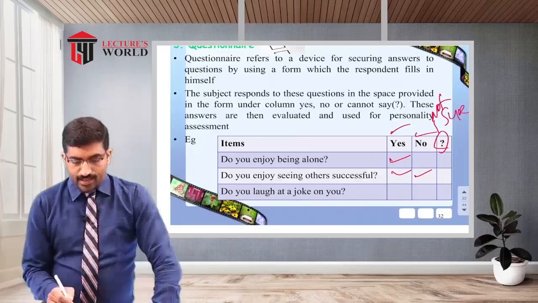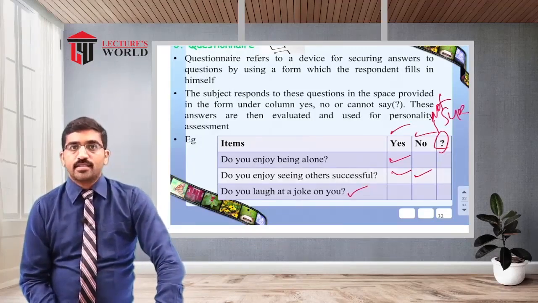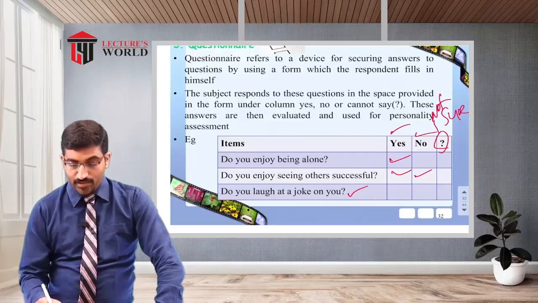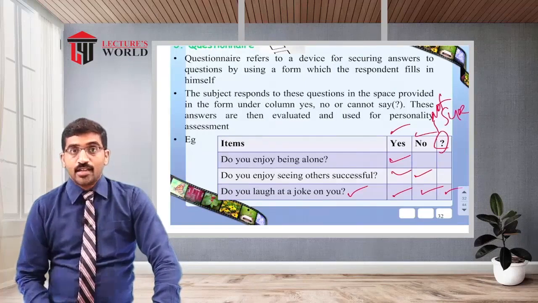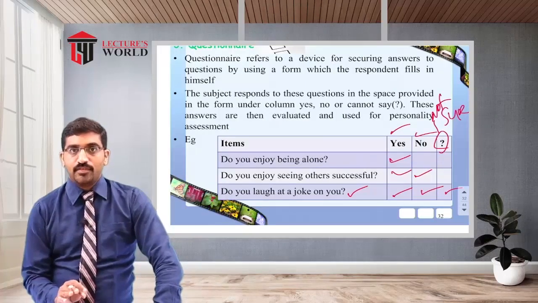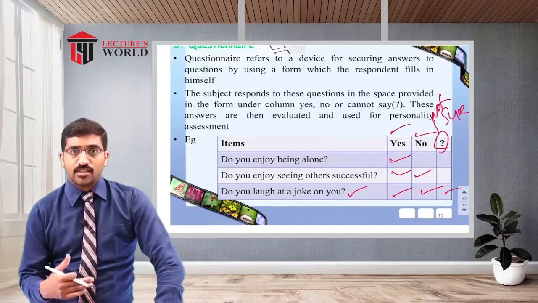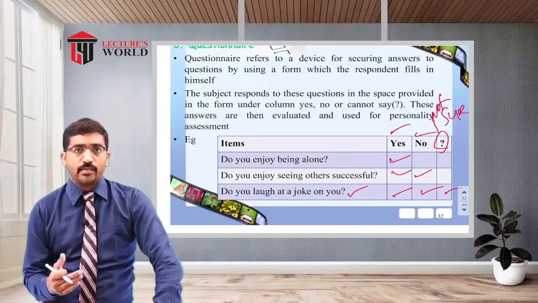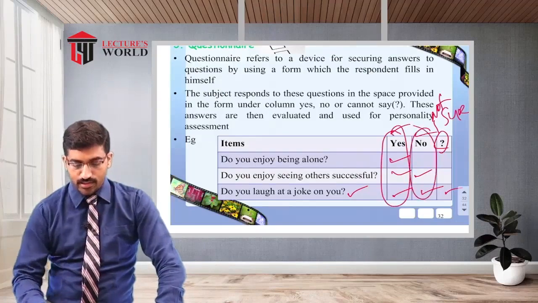Okay. Next example: do you laugh at a joke on you? Sometimes some funny moments come in your life, right? So we can just think about that situation and remember that. If yes, you can tick yes. If no, no. Otherwise, you are not sure about that. So this is just an example only. We can find many such good instances, or we can prepare such questionnaires and give them to the patient or anybody to check the personality based on the calculation of yes or no answers.